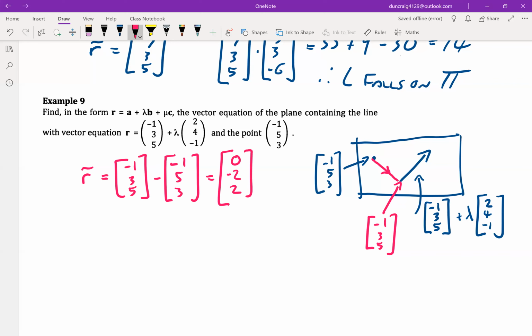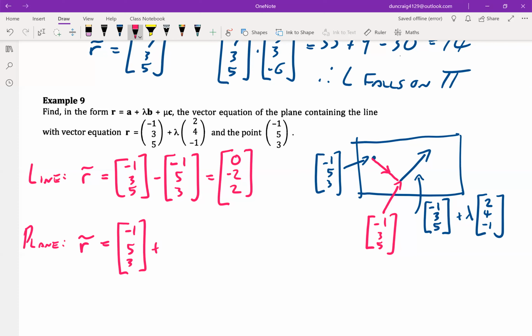Cool. So we've got that there, and so all we can do is say, all right, this is our line, so our plane is going to be equal to our starting point, -1, 5, 3, plus some lambda amount of 2, 4, -1, plus some other amount of 0, -2, 2.